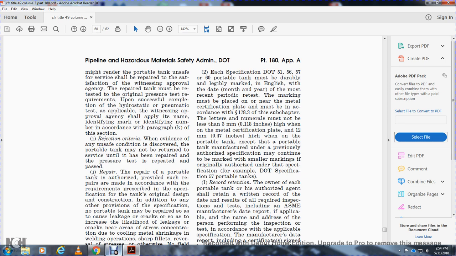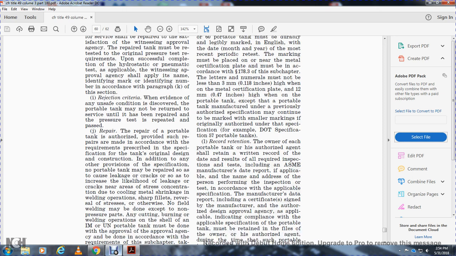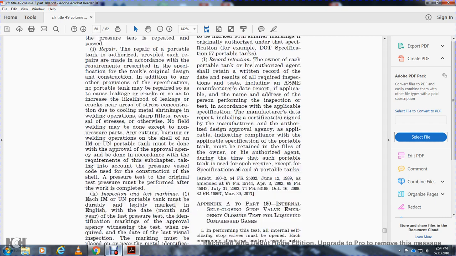Record retention. The owner of each portable tank or the owner's authorized agent shall retain the written record of the results of all required inspections and tests, including the ASME manufacturer's data report, with the name and address of the person performing the inspection. The applicable specification manufacturer's data report, including the certificate signed by the manufacturer and the authorized design approval agency indicating compliance with the applicable specification, must be retained in the file by the owner and authorized agent during the time such a portable tank is used in service, except for specification 56 and 57 portable tanks.